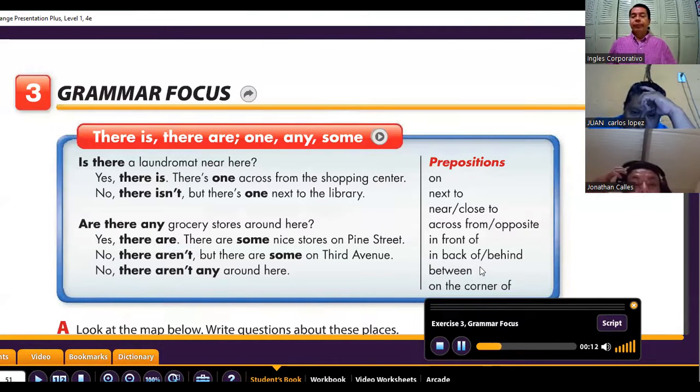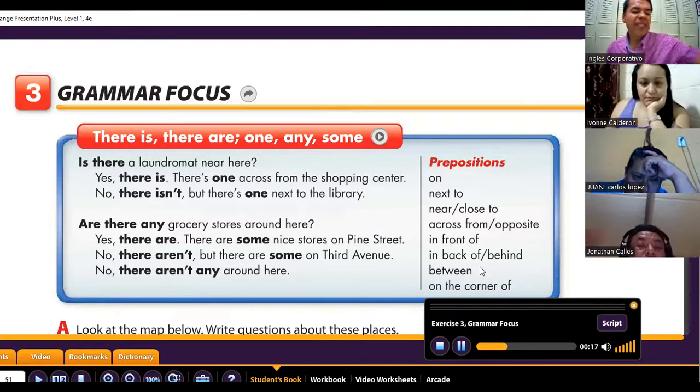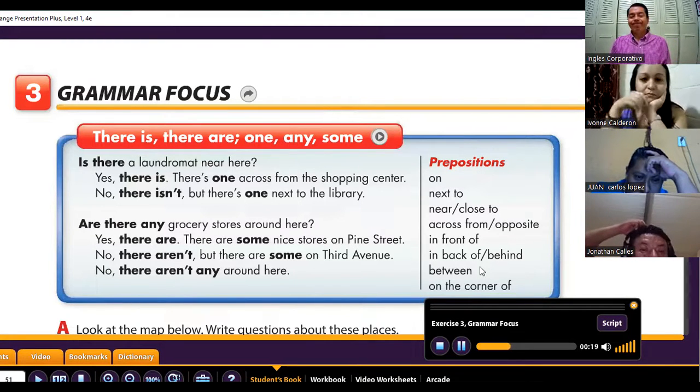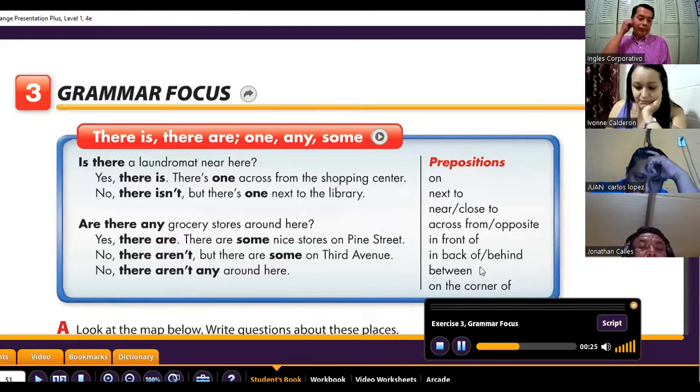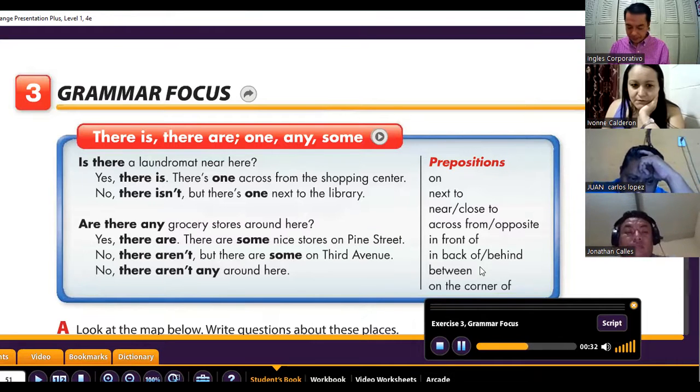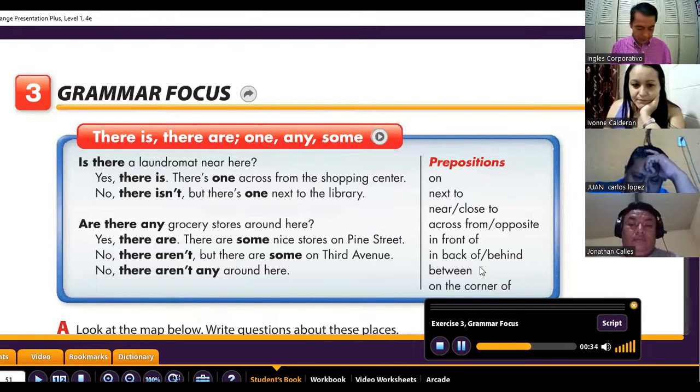Is there a laundromat near here? Yes, there is. There's one across from the shopping center. No, there isn't, but there's one next to the library. Are there any grocery stores around here? Yes, there are. There are some nice stores on Pine Street. No, there aren't, but there are some on Third Avenue. No, there aren't any around here.